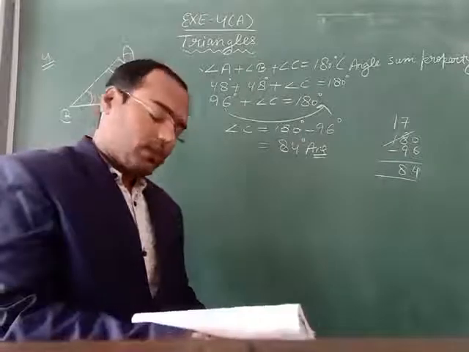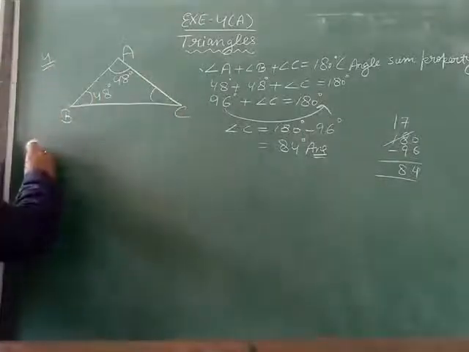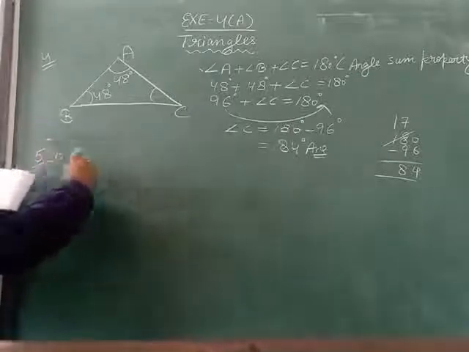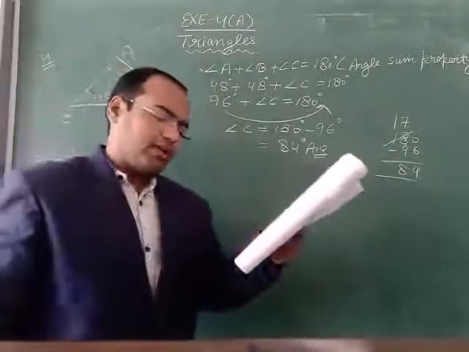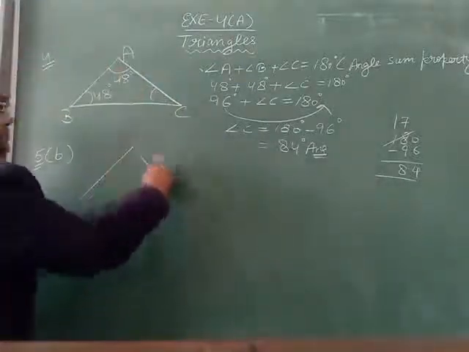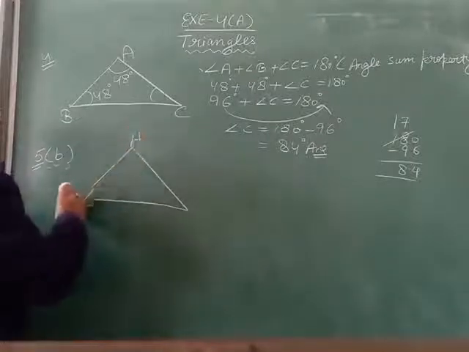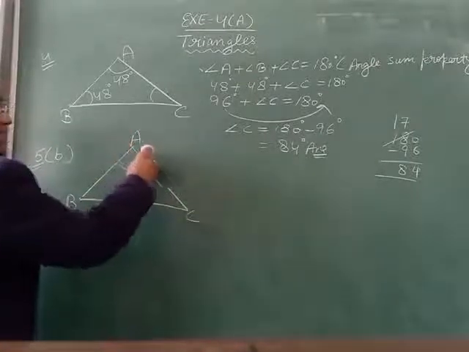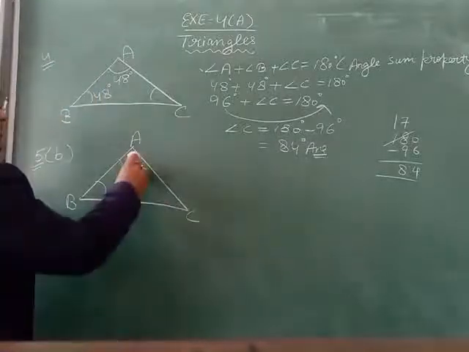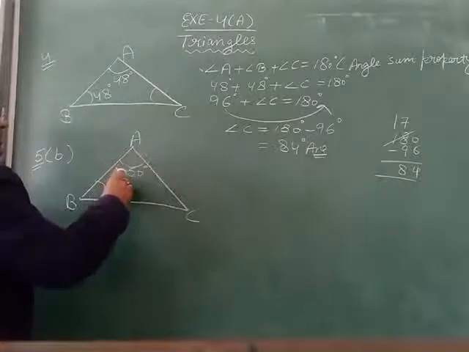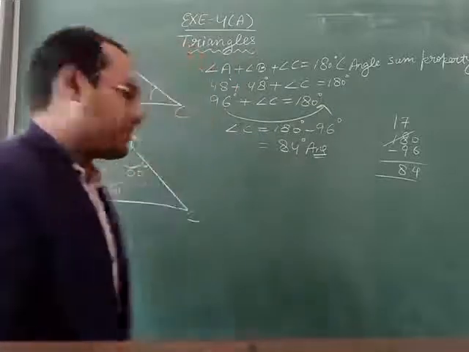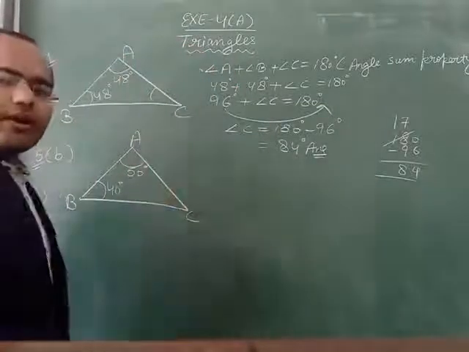Question number 5, fifth question, part B. Two angles of a triangle are given, 50 and 40. So we will make one figure first. The name of the triangle is ABC. Angle A and angle B, these two angles are given. Angle A is 50 degrees, angle B is 40 degrees. We have to prove that the triangle is a right angle triangle. We have to show this triangle is a right angle triangle.